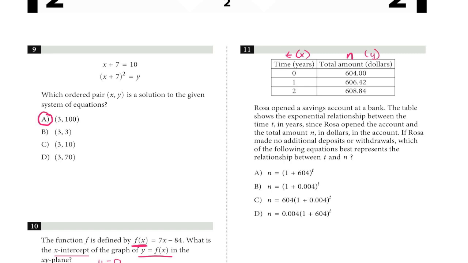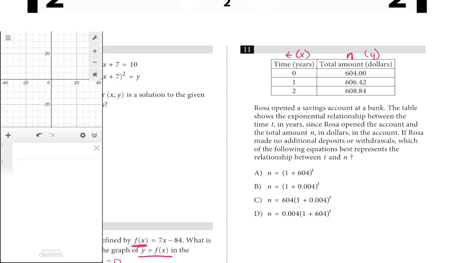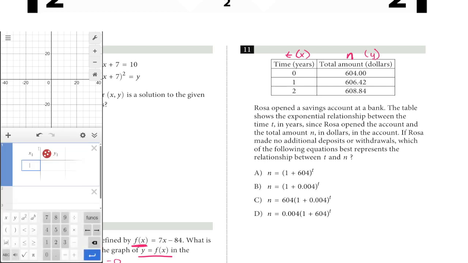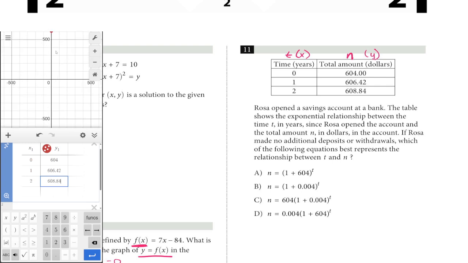equation. Now, it's not linear, but what we can do is we can still use Desmos, but we're turning this question into a guess and check question. And you could do this by hand, where you plug in the numbers by hand and just see, do the points work? But we're going to do it graphically. So what we're going to do is we're going to add a table and we're going to put the points. So 0, 604, 1, 606.42, and then 2, 608.84.